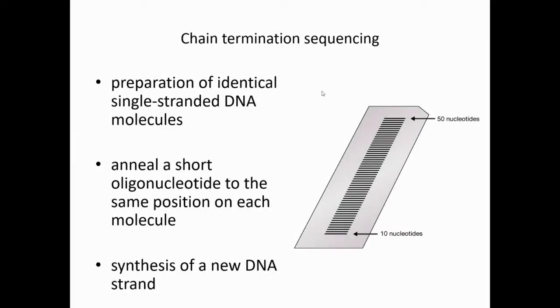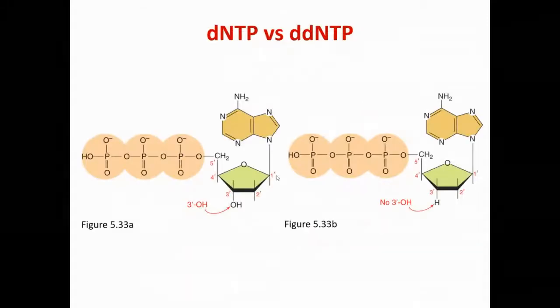For the chain termination sequencing, the idea is about these two different nucleotides, all right? This one is a dNTP, and this one is a dideoxynucleotide. The difference is at the 3' position. Here we have the hydroxyl group, and here instead of hydroxyl, it's only hydrogen.